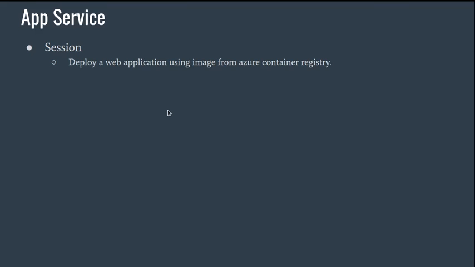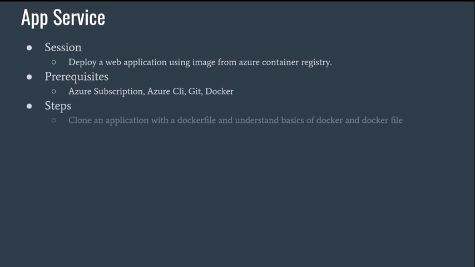CLI, Git and Docker. Let's have a look at the steps we are going to follow to host a web application using image from Azure Container Registry. First, we will clone an application containing a Docker file, and we'll have a look at the Docker file to understand the basics of Docker and Dockerfile.